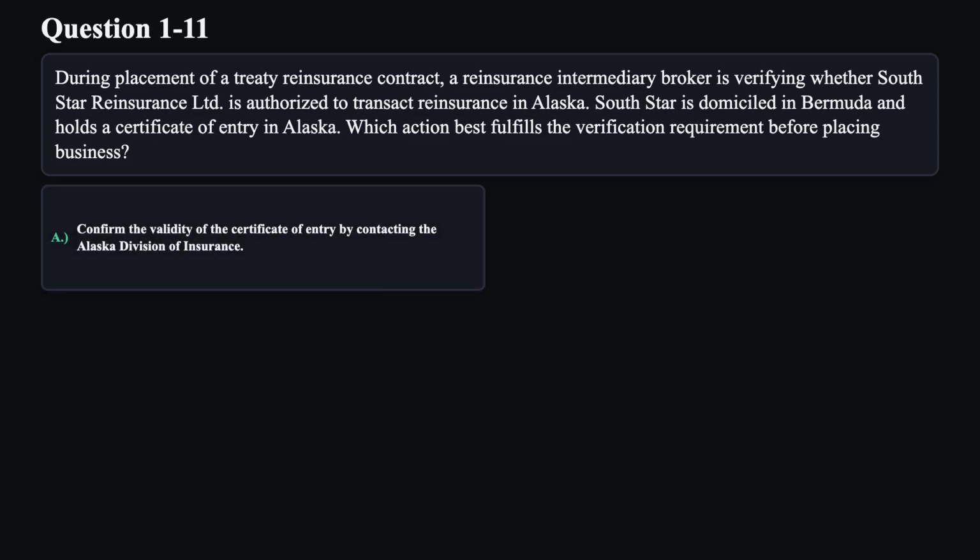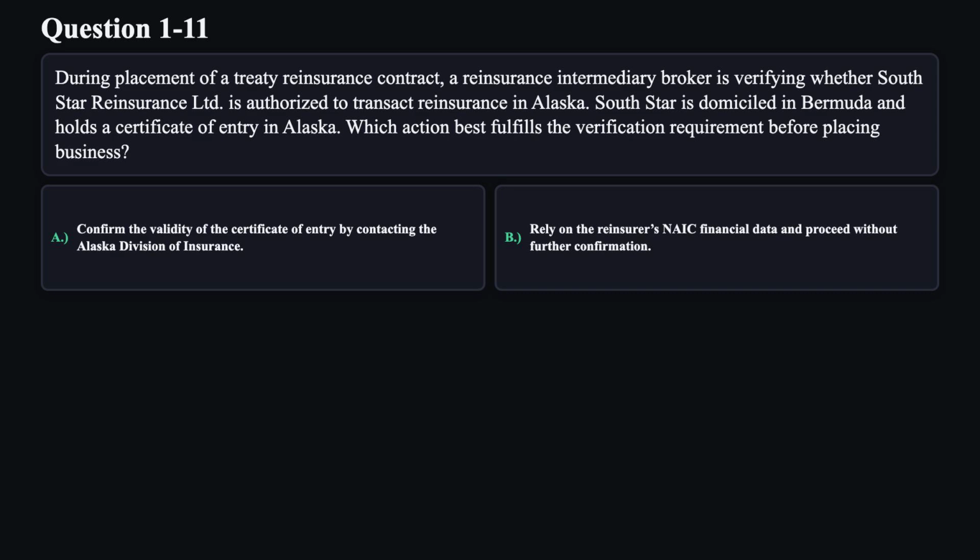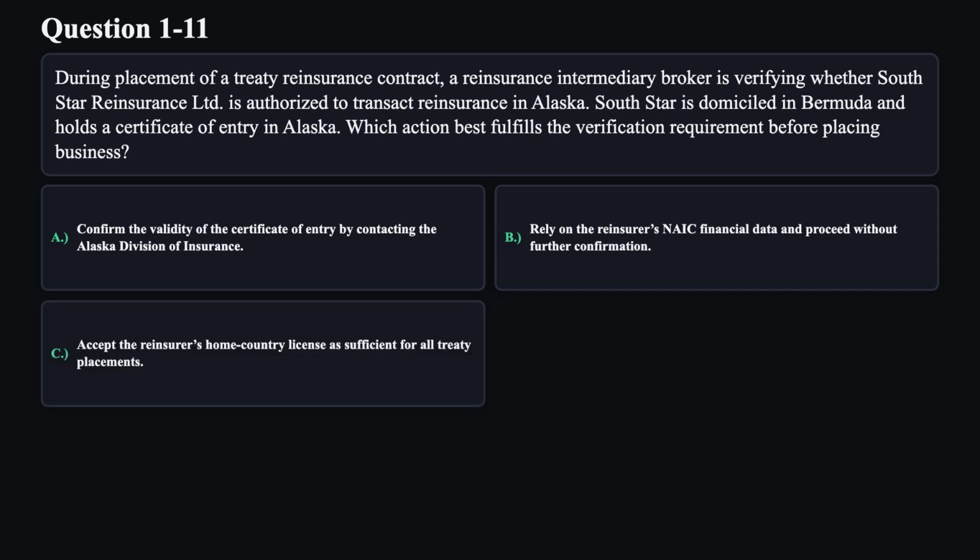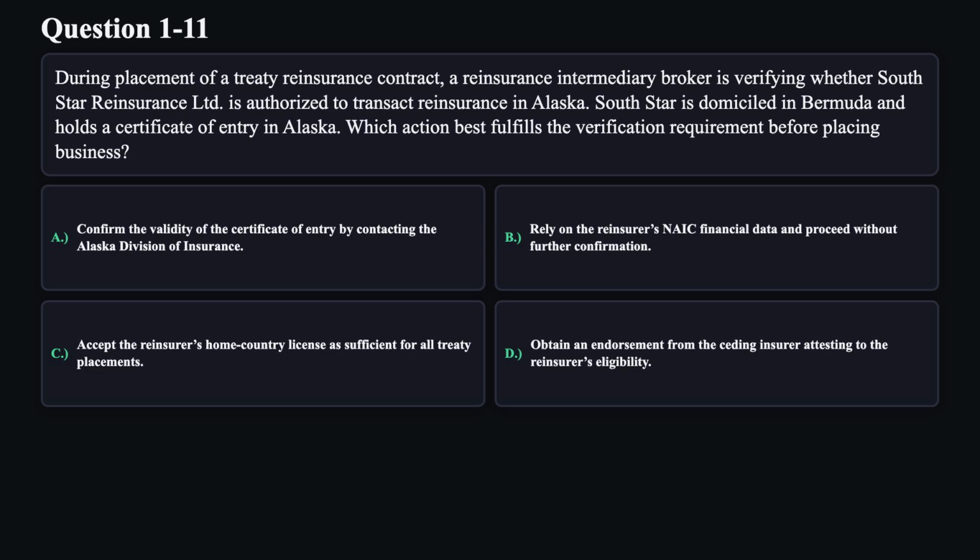A. Confirm the validity of the certificate of entry by contacting the Alaska Division of Insurance. B. Rely on the reinsurer's NAIC financial data and proceed without further confirmation. C. Accept the reinsurer's home country license as sufficient for all treaty placements. D. Obtain an endorsement from the ceding insurer attesting to the reinsurer's eligibility.